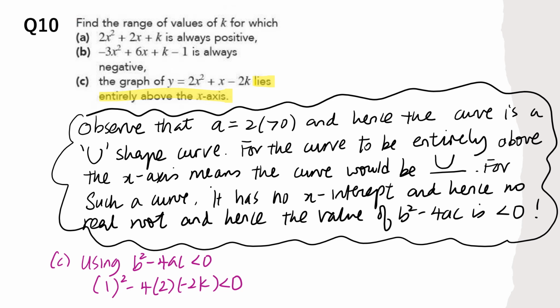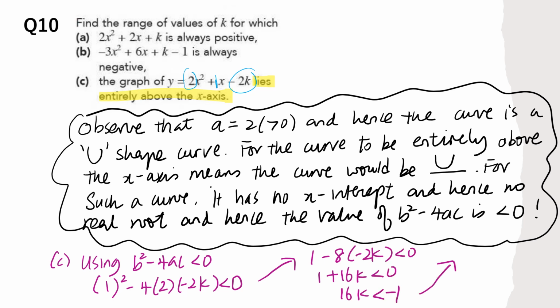Substitute in the value of b, which is 1. Substitute the value of a, which is 2. The value of c is negative 2k. You will get an inequality, like what I've mentioned earlier on. Take 4 times 2 first to get 8 here, and then negative 8 times negative 2k to get 16k. And therefore, you will get k less than negative 1 over 16.